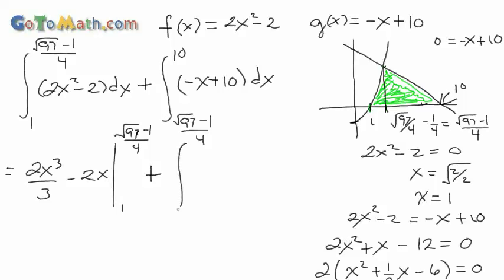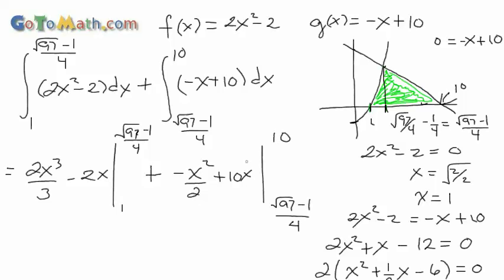That's what we're doing. We're taking the integral of it. So negative x squared over 2 plus 10x going from the square root of 97 minus 1 over 4 to 10. Okay, so I'm going to let you go ahead and work it out from there. Just taking this stuff, plugging it in, right? Upper minus lower. Okay, I'll go ahead and plug this into the calculator.